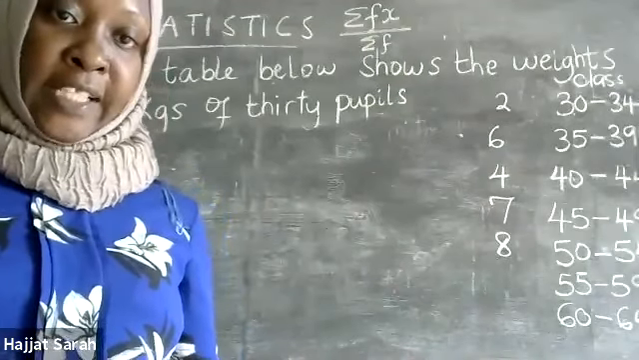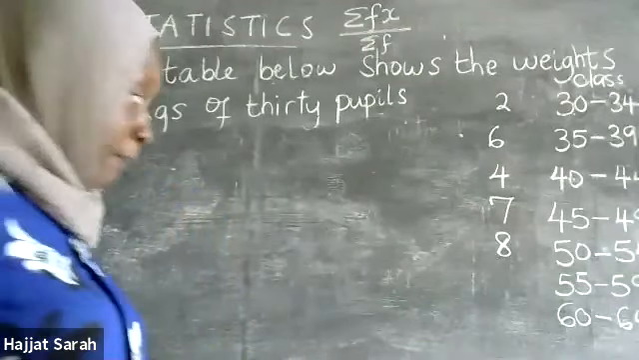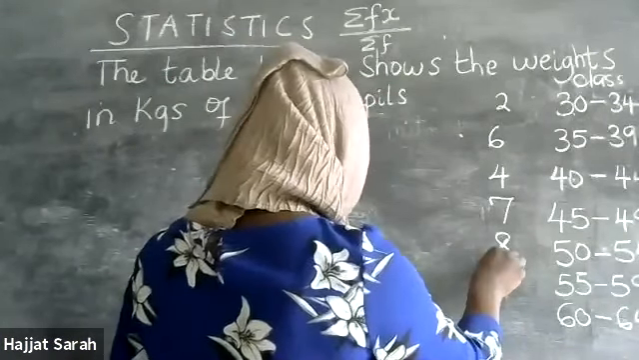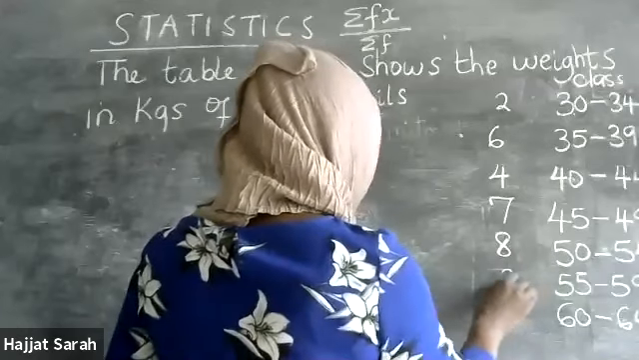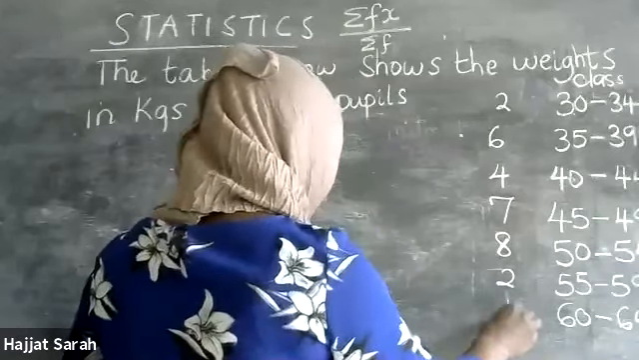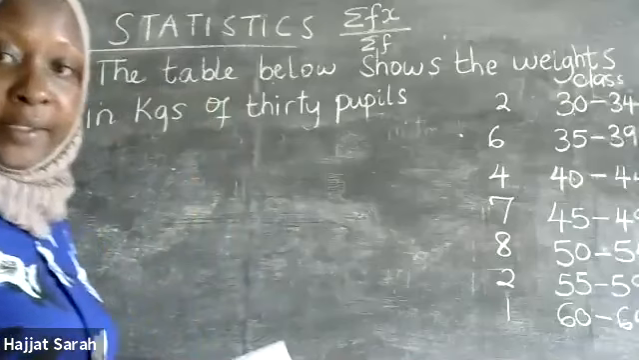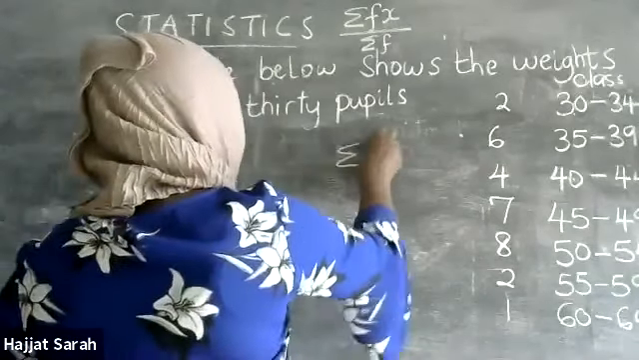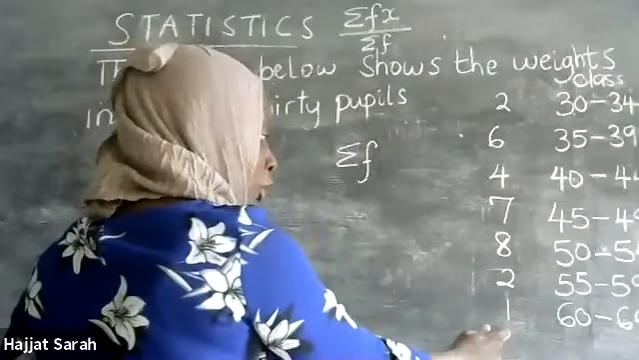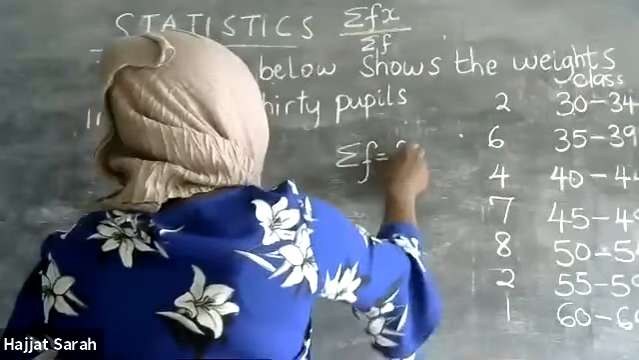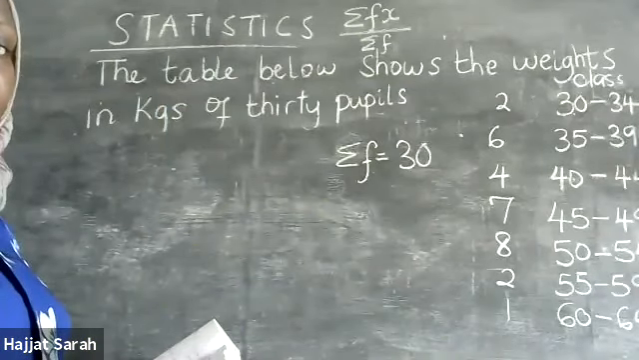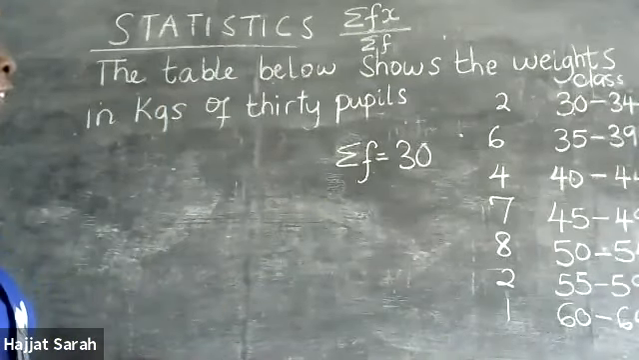So there are 8. Then 55 to 59. 2. What do we have? 2. And then 60 to 64, I think it is. 1. Okay. Then please give us the total by writing summation of F just under this column. Write summation of F. Your total must give you 30. Okay. Now we already know our FX.